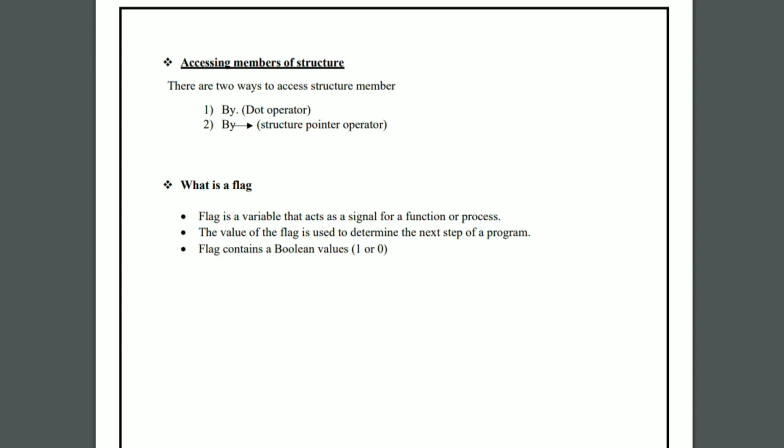What is a flag? A flag is a variable that acts as a signal for a function or process. The value of the flag is used to determine the next step of the program. A flag contains a boolean value, 1 or 0.